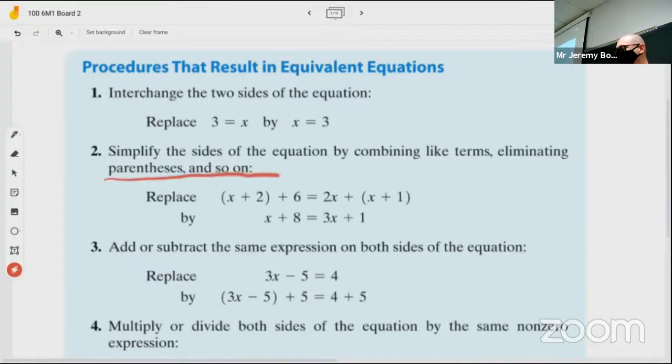The other thing that we can do is simplify each side. So here I have x plus 2 plus 6 is equal to 2x plus 1. I can combine the 2 and the 6, make that x plus 8. And here I combine the 2x and the x, make it 3x plus 1. So I can simplify the stuff on each side. Since these are equal to each other, I know that those are equal to each other. Any questions on that?